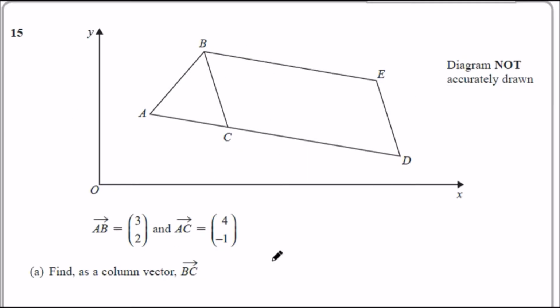So here we're looking at vectors now. This one looks like an interesting question. It says here we're given a vector from A to B that moves 3 across in the x-axis and 2 across in the y-axis. Well, AC moves 4 across and 1 down. So A to C, 4 across, 1 down. Find the column vector BC.